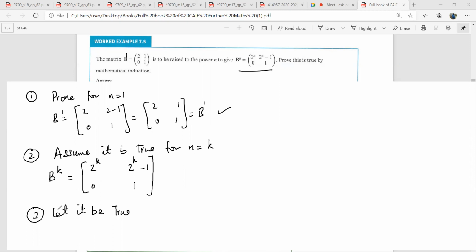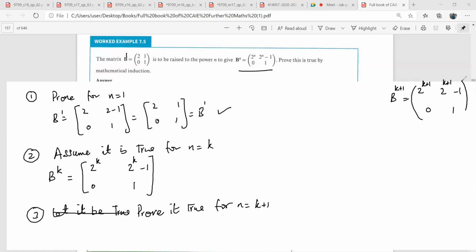Why I'm writing it, let it be true. I have to write here that I have to prove it true for n equal to k plus 1. Now, I have to prove that this B raised to power k plus 1 should be 2 raised to power k plus 1, 2 raised to power k plus 1 minus 1, 0, 1. If I am able to prove this, that means this is going to be true for everything.